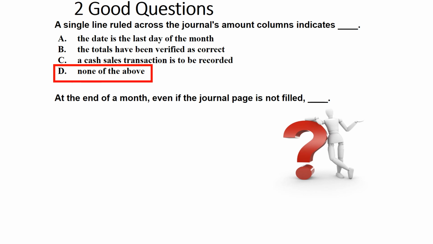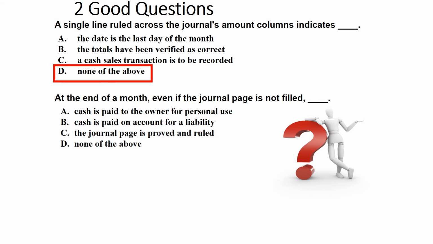Okay, at the end of the month, even if a journal page is not filled, cash is paid to the owner for personal use, cash paid on account liability, the journal page is proved and ruled. None of the above. We always, at the end of every single month, we always prove and rule the journal page as I presented to you.